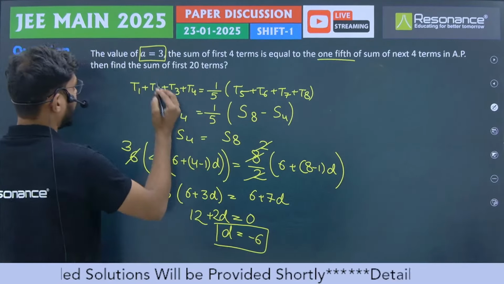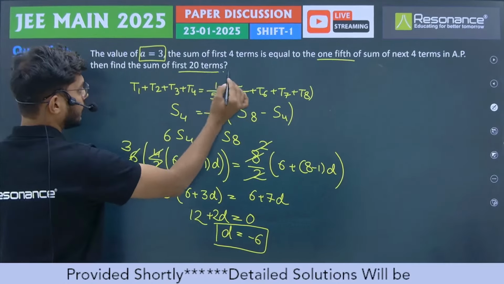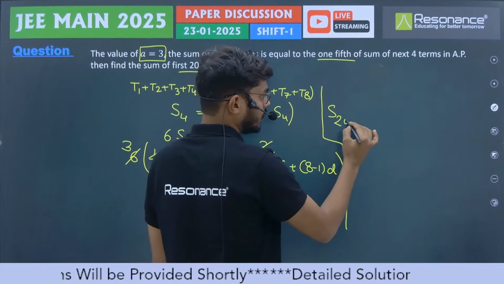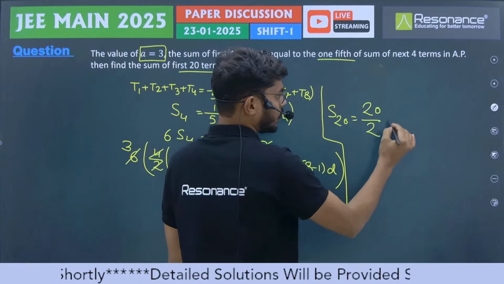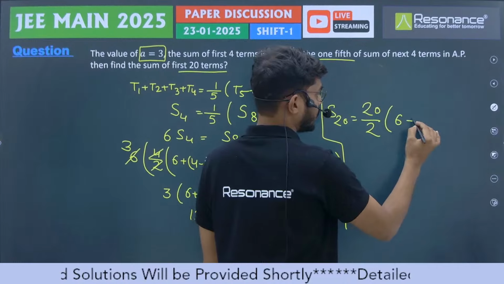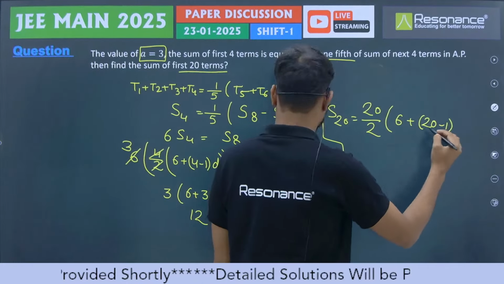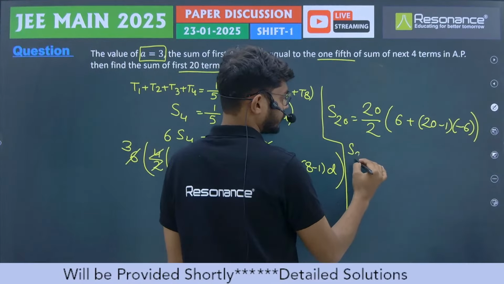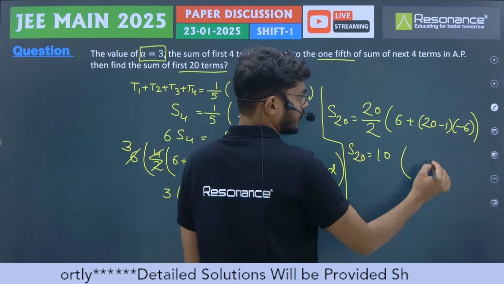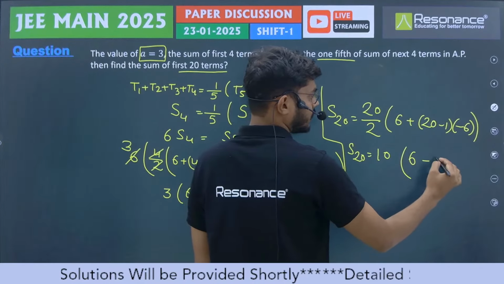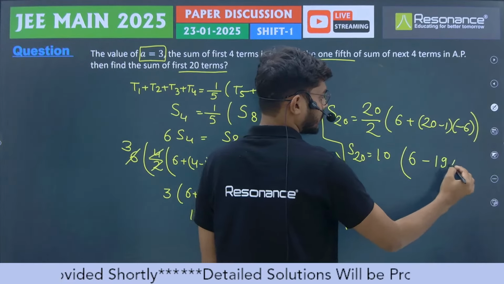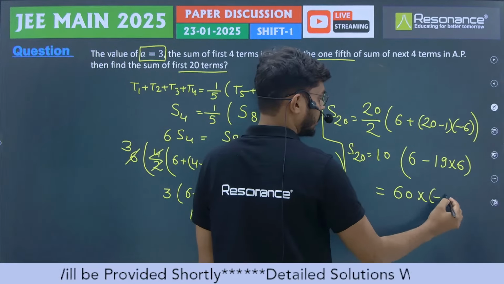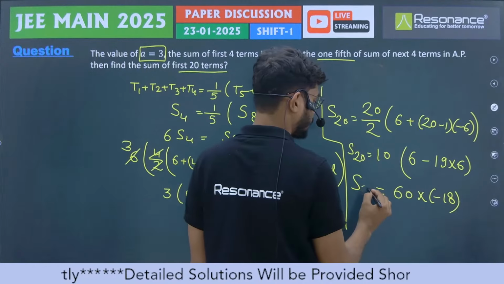I got D, I have the A as 3, I have to find the sum of 20 terms. Again the same formula, S20. What is S20? 20 by 2, 2 times of the first term, which is nothing but 6, plus 20 minus 1 into D. D is given as minus 6. So 10 into 6 minus 19 into 6. I can take 6 common. So I got 60 into minus of 18. You can easily simplify. That will be your answer.